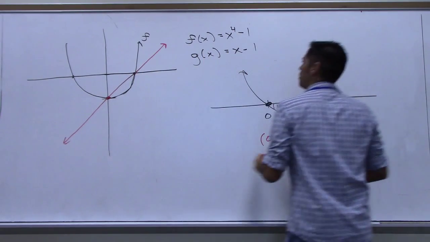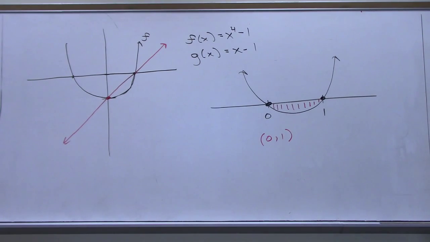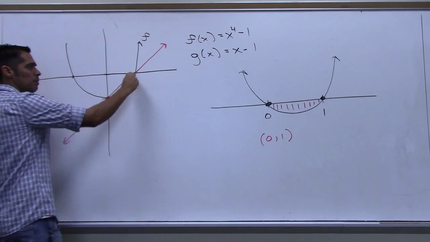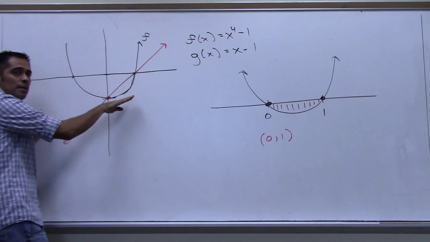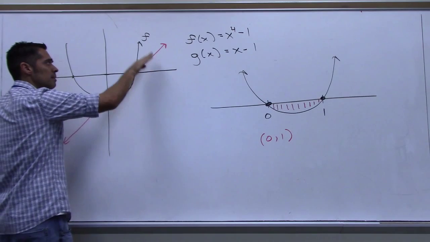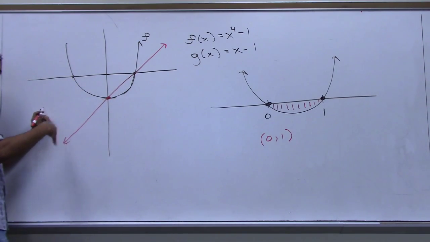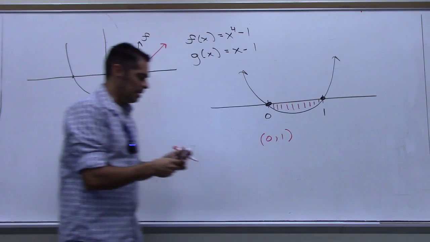And we were asking ourselves, where is the f function below the g function? And you can tell from the picture that if you look between 0 and 1, that's the only place that the black function is below the red one. Outside of that, the black one is above the red. But we could do all that without actually looking.